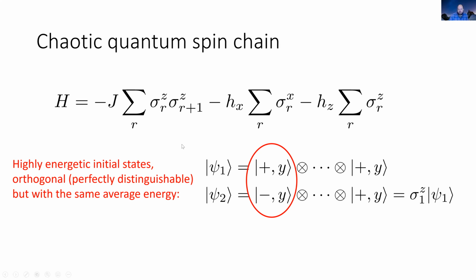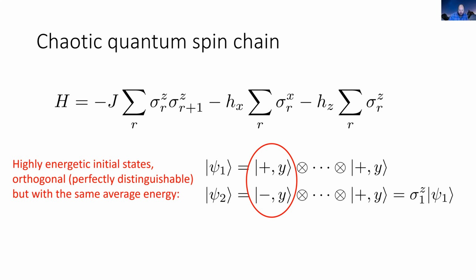And then I'm going to consider another state, which is just obtained from the first state by flipping the first spin from plus y to minus y. And that's what's here. So this is just a simple local spin flip. I'm encoding, if you like, 1 bit, or if I consider arbitrary superposition of these states, 1 quantum bit of information in a local way into my system.